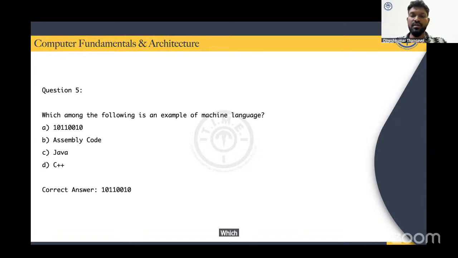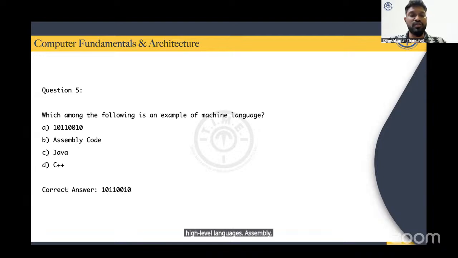Which among the following is an example of machine language? There are four options we have. Three languages are explicitly mentioned, like options B, C, and D: assembly code, Java, and C++. And look at the first option. It is 10110010. It is a binary language, right? So machine language is the lowest level language. It contains only binary digits 0 and 1. Computers directly understand machine language, not Java or C++, which are high-level languages.